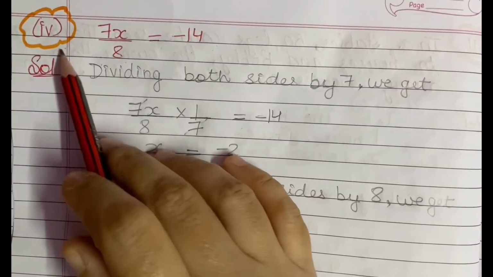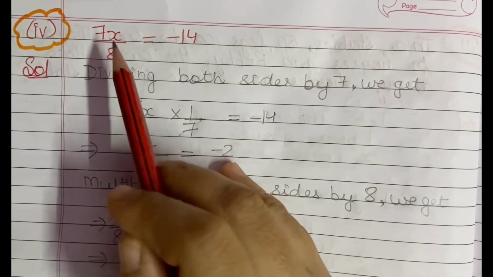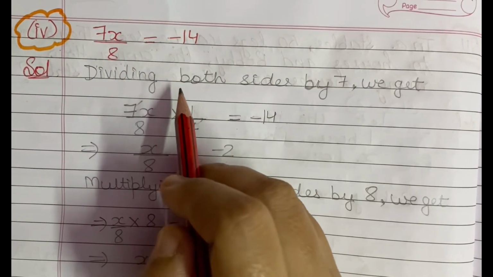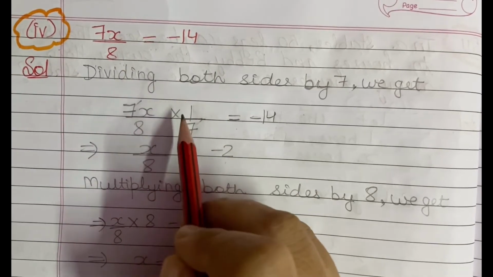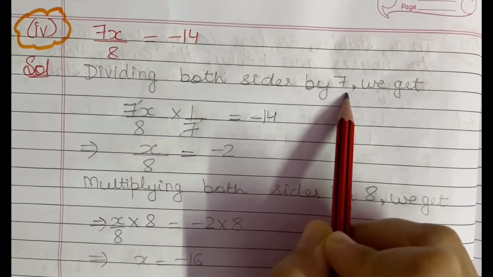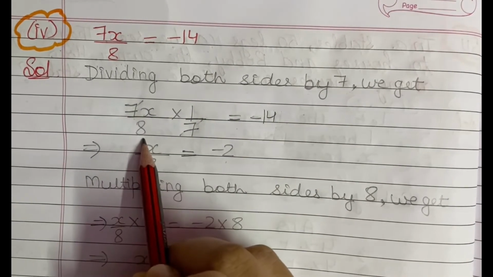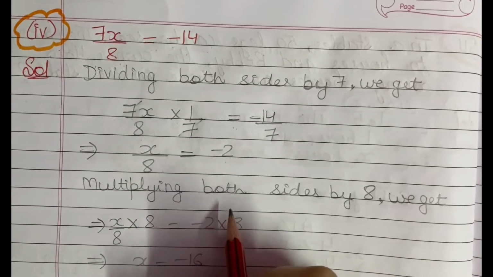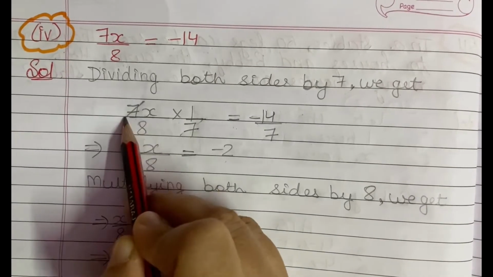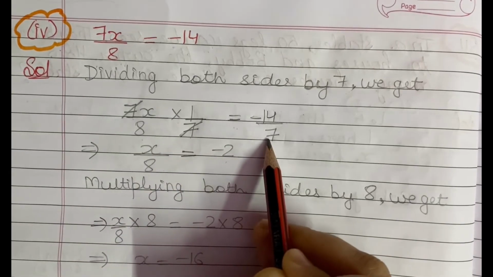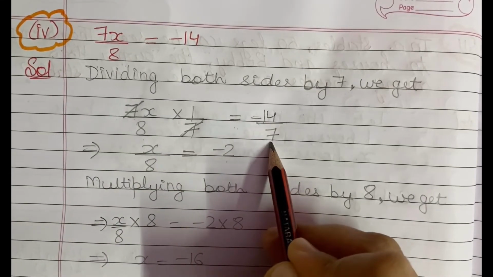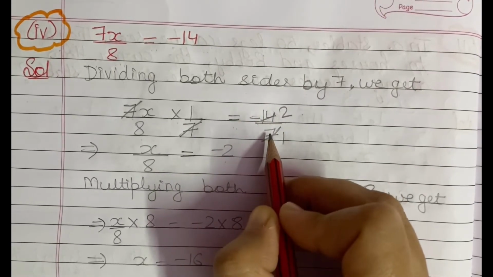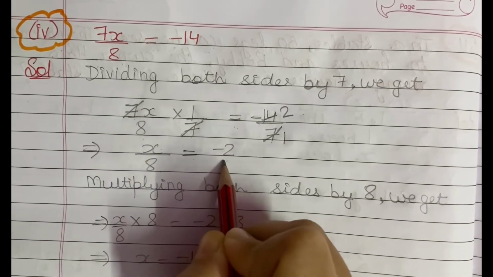Now next is the fourth part of the same question, and it says that 7x upon 8 is equal to minus 14. Now in order to be left with only x on the left side, firstly we will divide both sides by 7, and on doing so we will get 7x upon 8 into 1 upon 7 is equal to minus 14 upon 7. Now students, in the LHS this 7 and 7 will be cancelled out, and in the RHS minus 14 and 7 will be cancelled out. 7 ones are 7, 7 twos are 14. So what we will get? We will get x upon 8 is equal to minus 2.